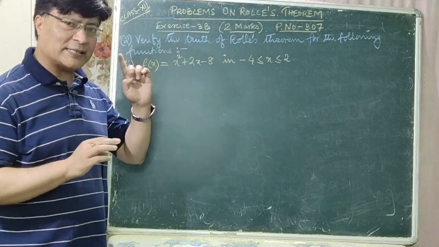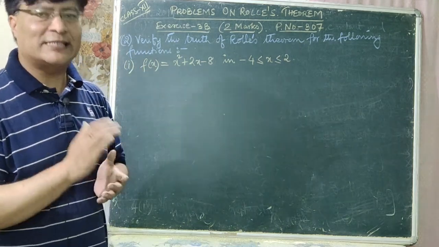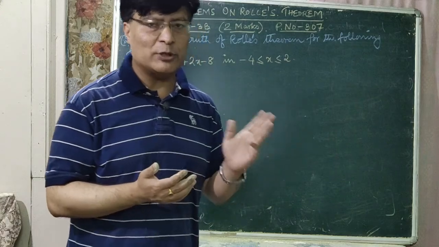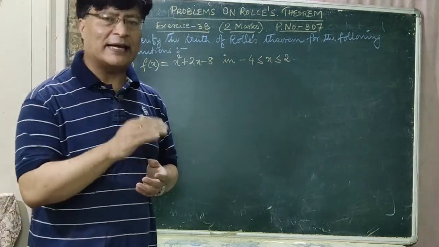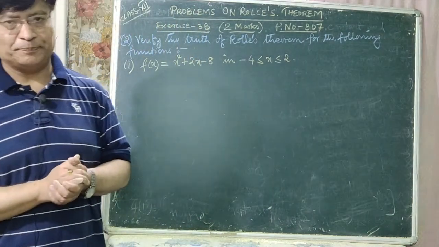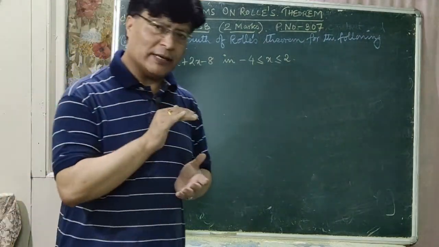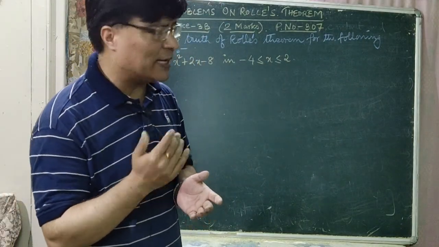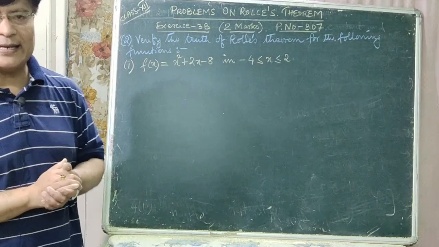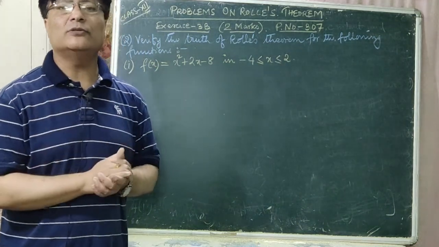Then there exists at least one value of x, say x is equal to c lying between a and b, such that f dash of c is equal to 0. Okay, so there exists at least one value of x, say x is equal to c lying between a and b, such that f dash of c is equal to 0.